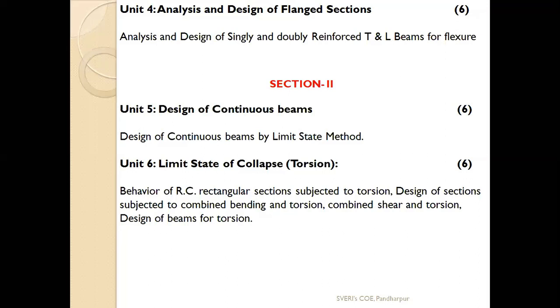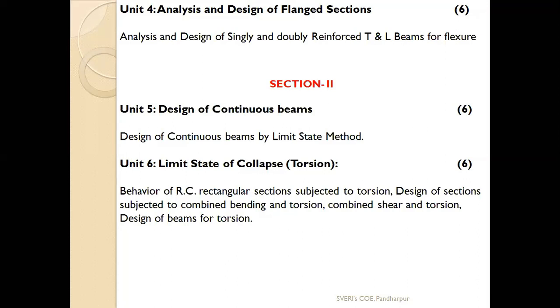Okay. So now, in the design of continuous beam, what do you mean by continuous beam? A beam which is having more than two spans is called a continuous beam generally. A beam must have at least two spans, or if greater than two spans are there, then it is called a continuous beam. Okay, so we are going to design the continuous beam by limit state method.